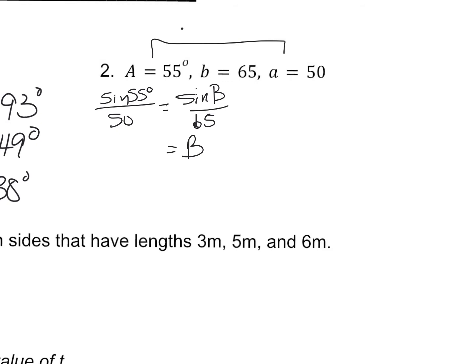When I worked out my sine B, I got 1.0649, and that's bigger than 1. If you hit inverse sine on your calculator, it's going to give you an error, which means this is no triangle. I don't know if I would expect that tomorrow. You could, there may be a law of sines problem there. So be prepared either way, law of sines or law of cosines.